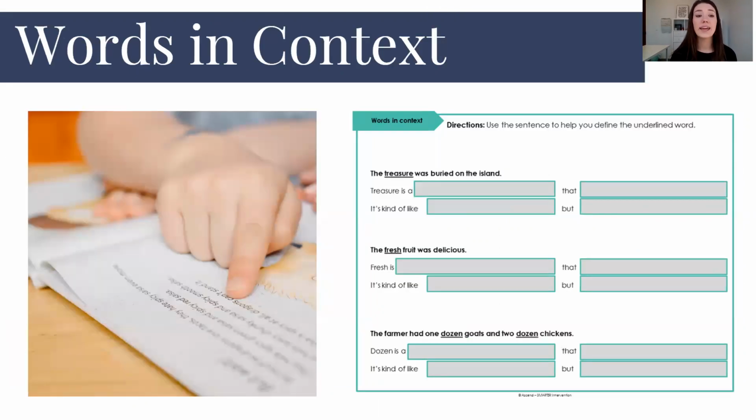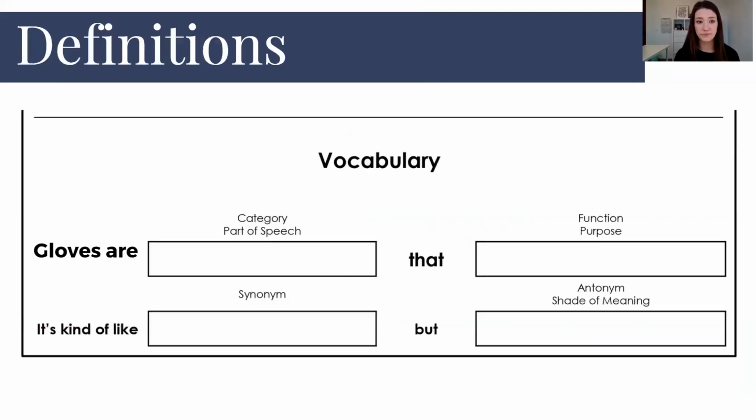The next thing we're looking for is, can students define words or understand words in context? This may be in a sentence you see on the right. This may be in a passage or a story like you see on the left, but we're looking to see, can they take a word that's used in context and understand what it means? So we'll talk about how we have them define it here in a second, but here you see that they have sentences like, the treasure was buried on the island, and we're looking to see, can they tell us what treasure is? The fresh fruit was delicious, explain fresh to me. We're looking to see if they can articulate back that meaning from the word in context.